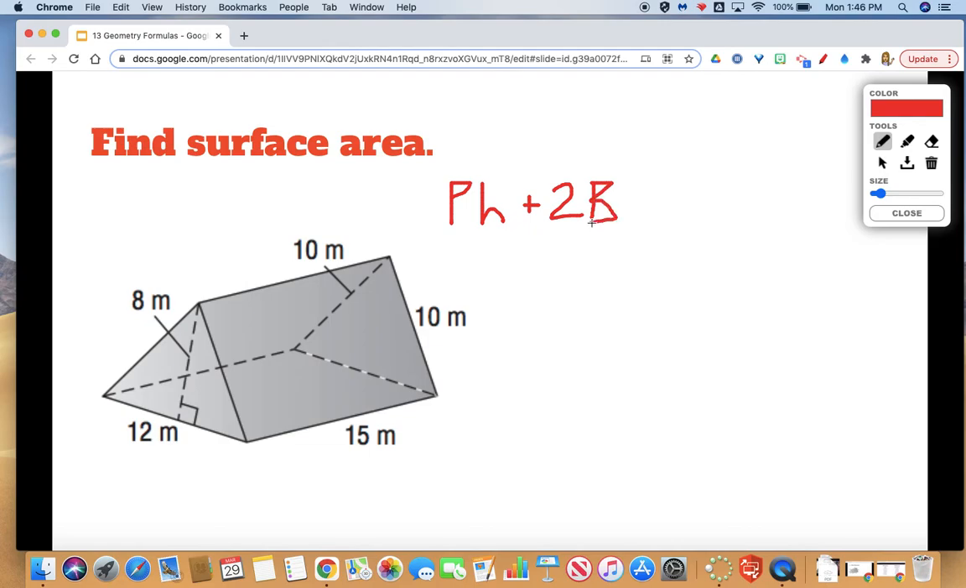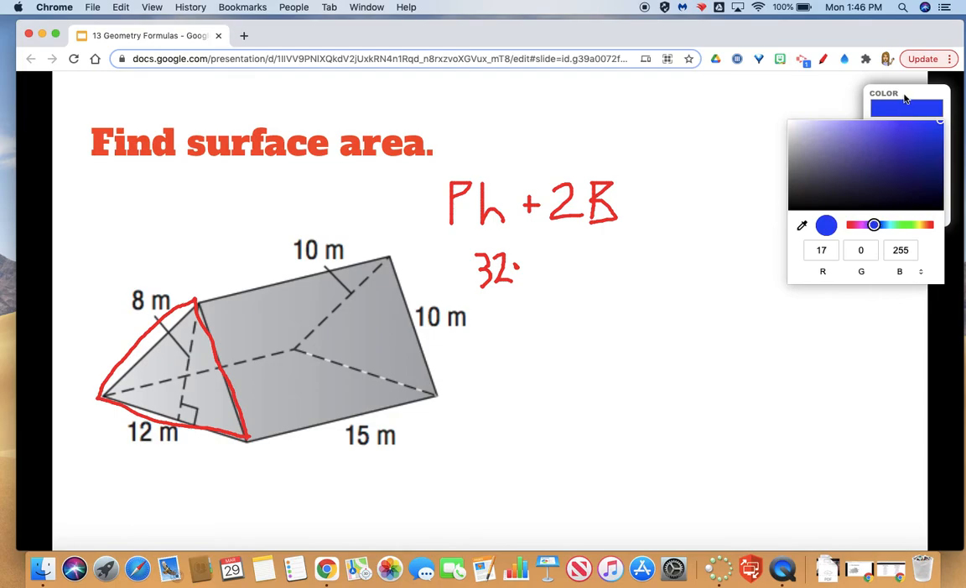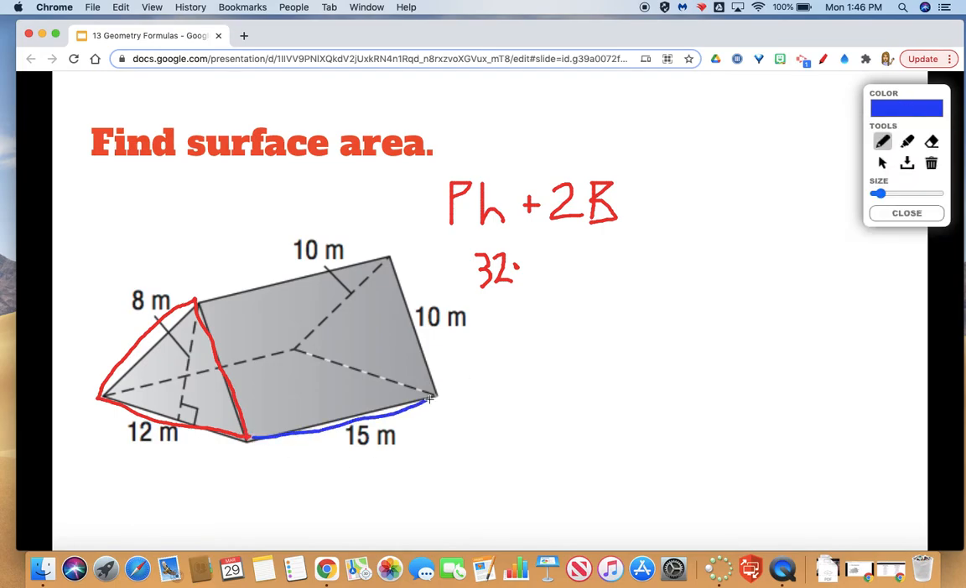All right, you guys, let's go through that answer. My base here are my triangles. I must use my triangles because those are my only 2 figures that are parallel and congruent. To find the perimeter, the side lengths here are 10. So I need to take 10 plus 10 plus 12. That would give me 32 times the height. The height is the distance between the triangles, which is 15, plus 2 times the area of the base.